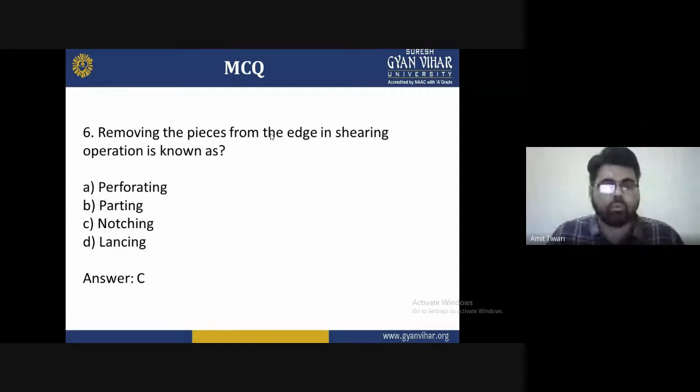Sixth question: removing pieces from the edge in shearing operation is known as A perforating, B parting, C notching, and D lancing. So the correct answer is C, notching. Removing the piece from the edge in shearing operation is known as notching. Notching operation is very much preferred for removing pieces from the edges by the shearing operation. It is very popular for removing the piece from the edge in shearing operation, known as notching.